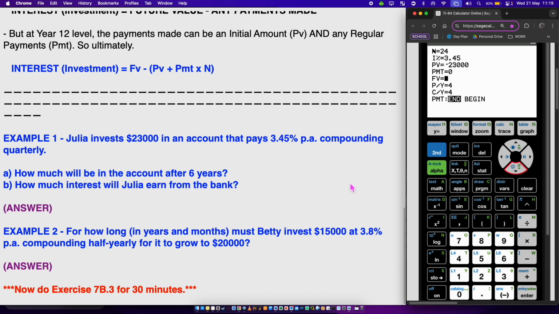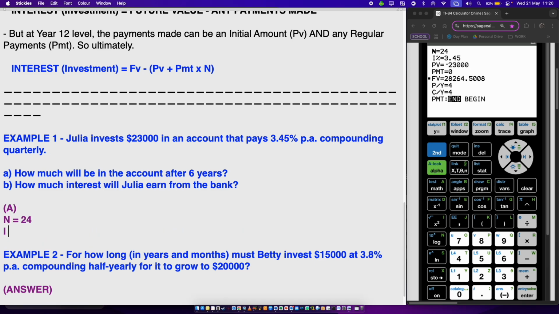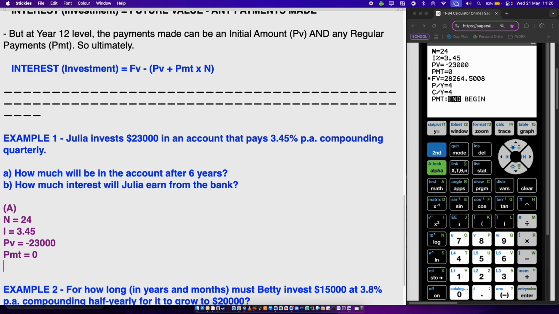It's asking how much will be in the account after 6 years. Can someone remind me how I solved for the remainder? What do I press? Alpha and? Well done. So, while you're copying down, I'm going to type out what your working out should look like. So my answer for A would look like this. N 24, I 3.45, PV negative 23,000, PMT is nothing, star next to FV. It tells me $28,264.50, rounded to 2 decimal points.